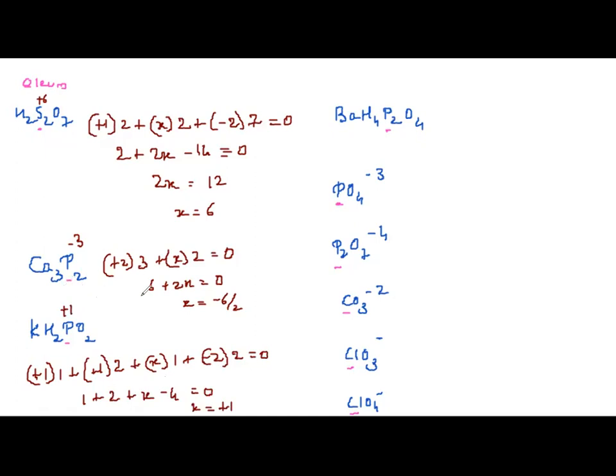Okay. Next, here phosphorus again. Barium is plus 2 into 1, plus hydrogen is plus 1 into 4 atoms of hydrogen.